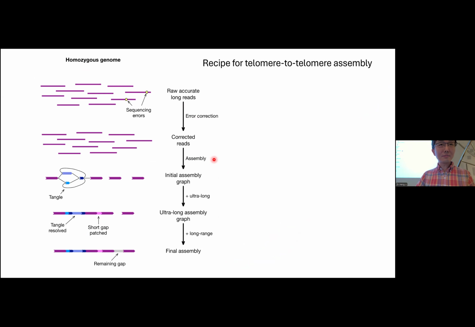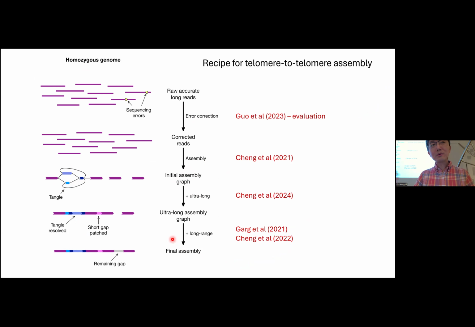Then you generate the assembly graph, and then you add ultra-long reads to further simplify the assembly graph from the full rectangle. You cannot resolve it with the shorter reads, but with the ultra-long reads, you can resolve the repeat topology. And you add the long-range Hi-C data to further do it. This is done through multiple papers in my lab.